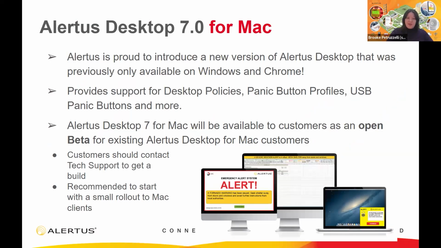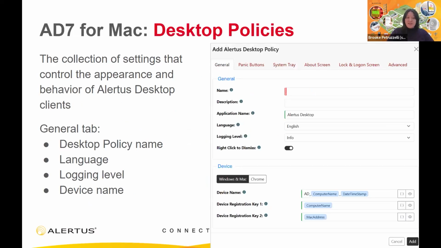To get the build and begin your deployment, please contact our tech support team in the coming weeks. We also recommend starting with a small rollout to your Mac clients while we are still in beta. But diving into the features, Alertus Desktop 7 for Mac supports desktop policies, which is amazing news for our IT admins out there, as it allows for a centralized configuration.